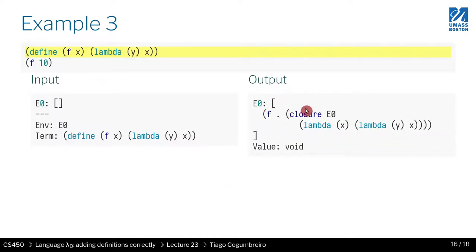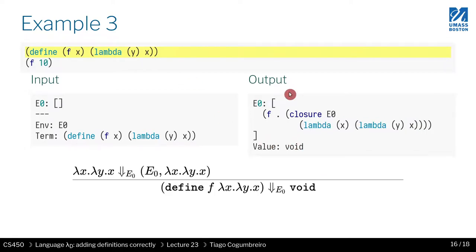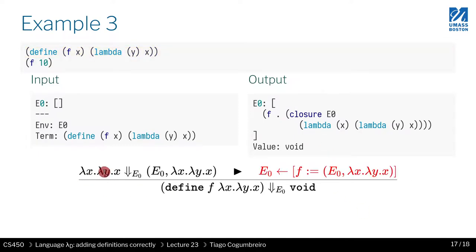And if not, it's going to be very simple. The only thing we have to do is evaluate the closure, and it points to the environment itself, and it's the lambda that we had. Result is always, the value is always void, so nothing too surprising here. And the evaluation is just this rule, where we assign to environment E0, F. And this lambda X is this lambda, and this lambda Y is this lambda, X is here. Okay.